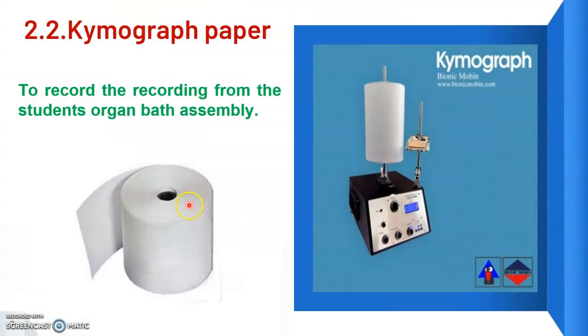Then another equipment or apparatus used in experimental pharmacology is kymograph paper to record the responses from the student organ bath. This is graph paper. That paper is stuck on this drum, and with the help of the desired speed we can record the responses of the tissue, the isolated organs or the isolated muscle part.